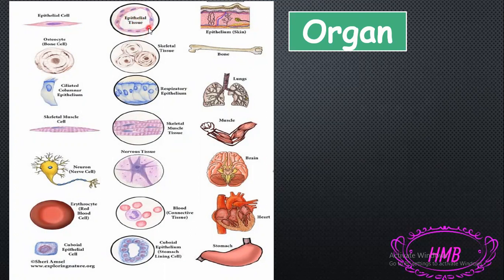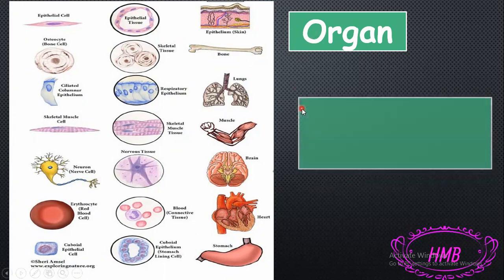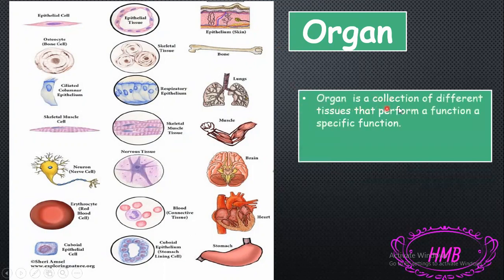This tissue, when it is joined with another tissue, and when I say another, it means another different tissue, it will form a part or a structure that I call an organ. So an organ, I can define it as a collection of different tissues that perform a specific function. What do you mean by that?